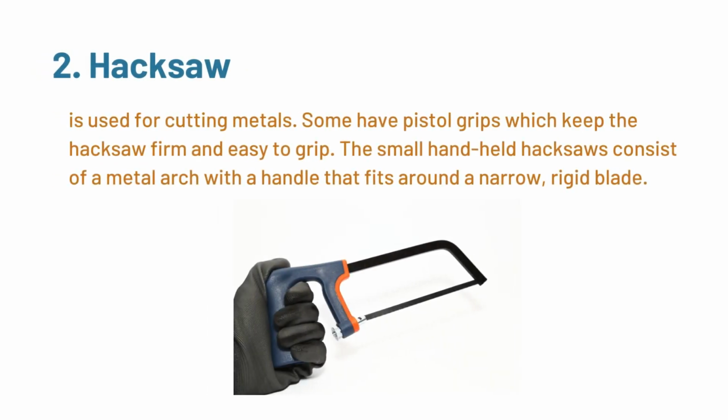Next is a hacksaw. This is used for cutting metals. Some have pistol grips, which keep the hacksaw firm and easy to grip. The small handheld hacksaws consist of a metal arc with a handle that fits around a narrow, rigid blade.